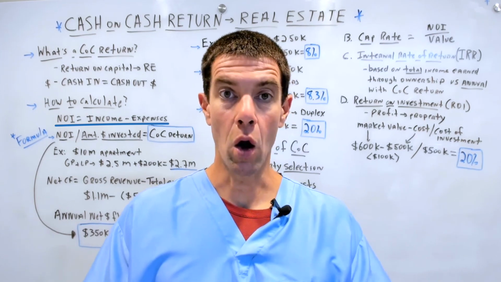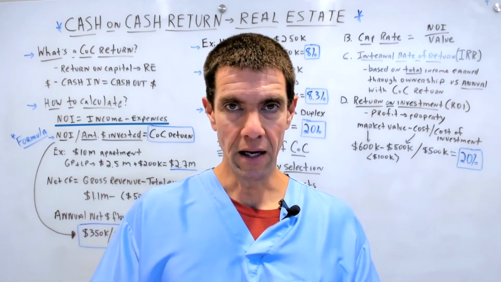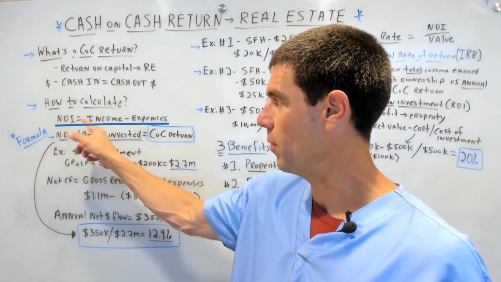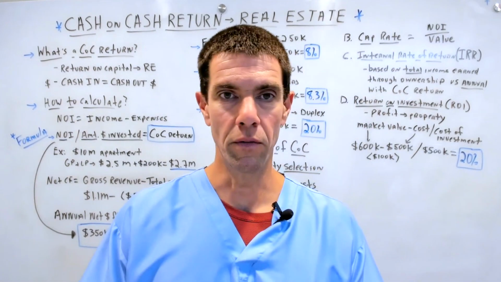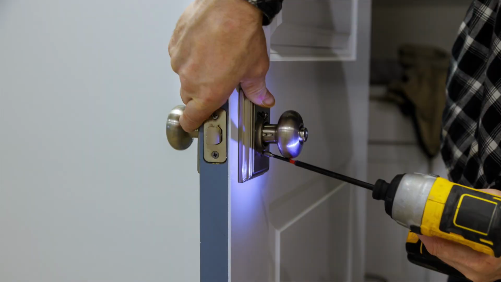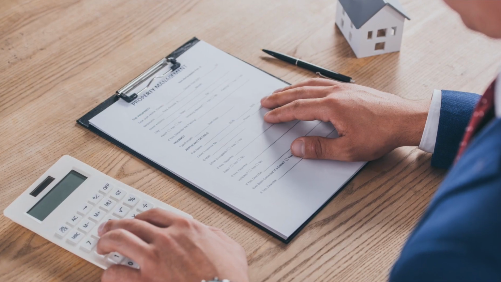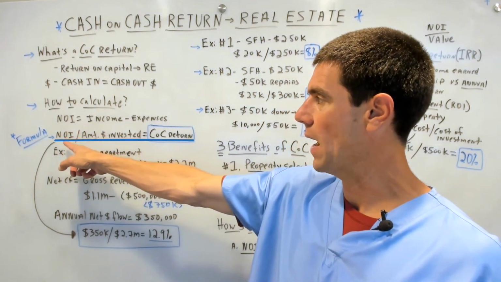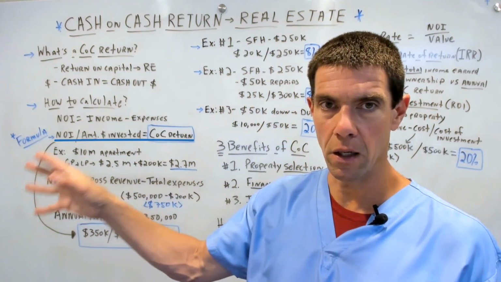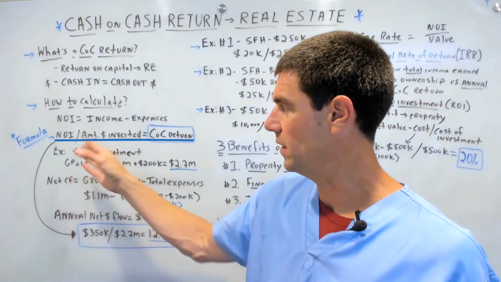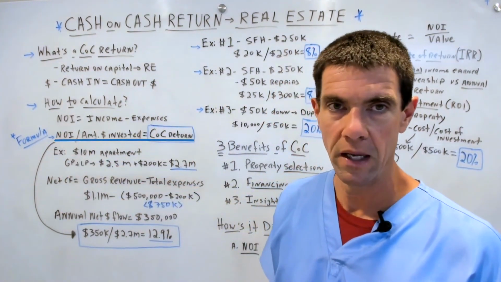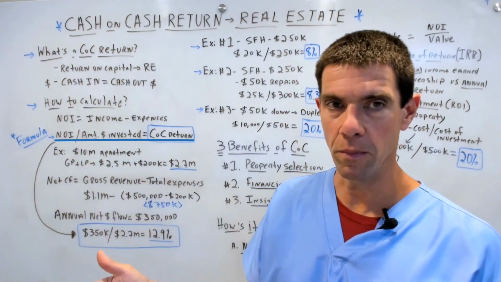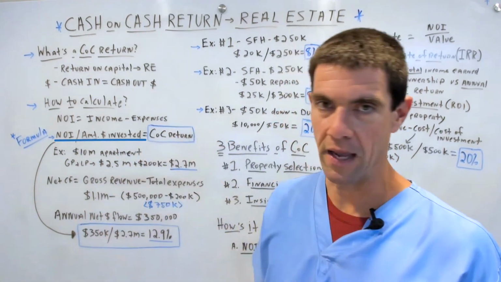Next, you want to subtract out all the operating expenses and the annual debt service, the mortgage, to obtain the NOI, the net operating income. Some examples of expenses are maintenance, utilities, property management, stuff like that. So you've got all of your income, then you've got your expenses. That gives you your NOI, your net operating income, and then you want to divide that by the amount of money that you've put into the property. The result is the cash on cash return.